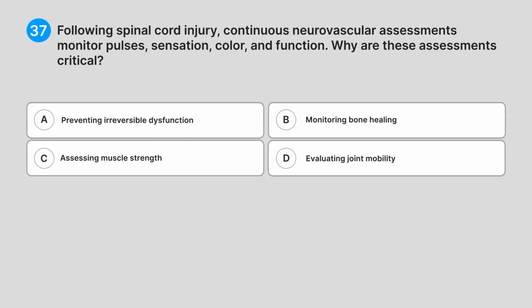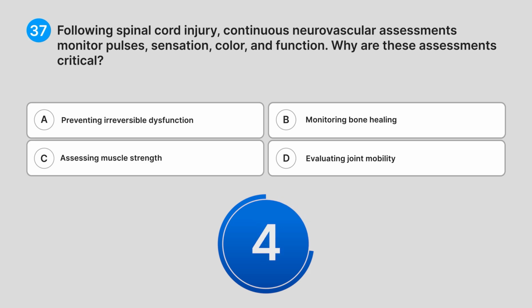37. Following spinal cord injury, continuous neurovascular assessments monitor pulses, sensation, colour, and function. Why are these assessments critical? A. Preventing irreversible dysfunction. B. Monitoring bone healing. C. Assessing muscle strength. D. Evaluating joint mobility. Can you guess the answer?